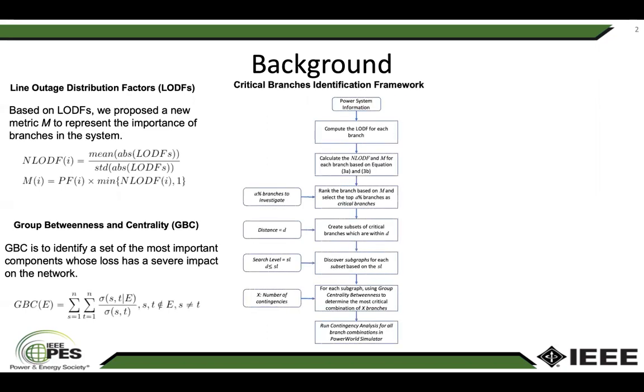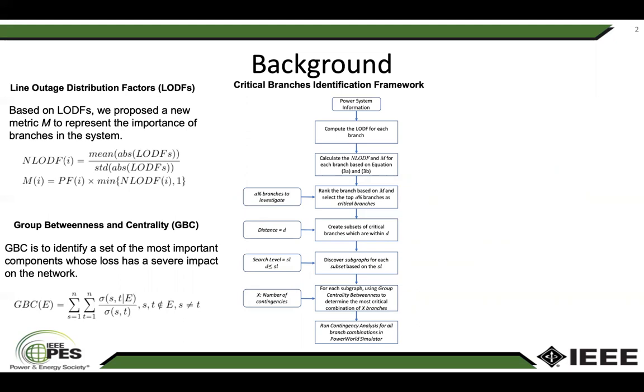In this paper, we propose a new framework to identify the critical branches in power systems with newly introduced parameters: distance, searching level, and number of contingencies, dx. First, we use the power system information to compute the LODF for each branch, and then calculate the NLODF and M for all branches to evaluate their importance. Based on the rank, we choose the top alpha% branches as critical branches we want to analyze.